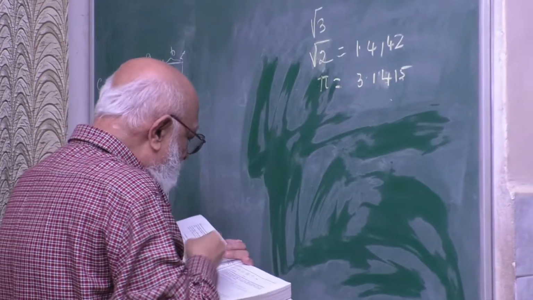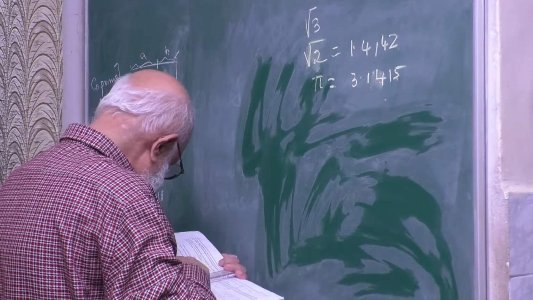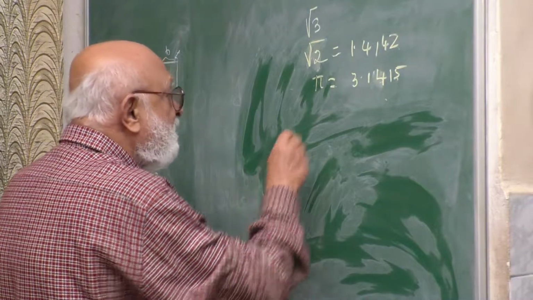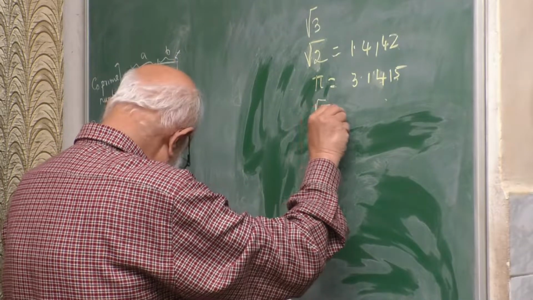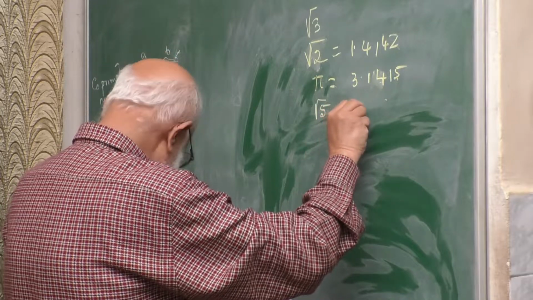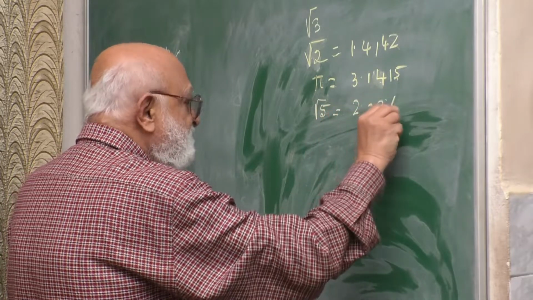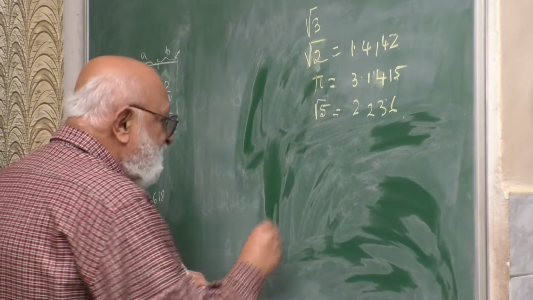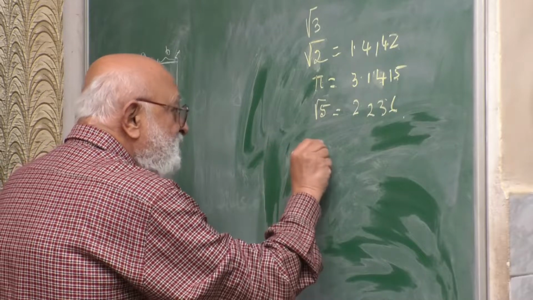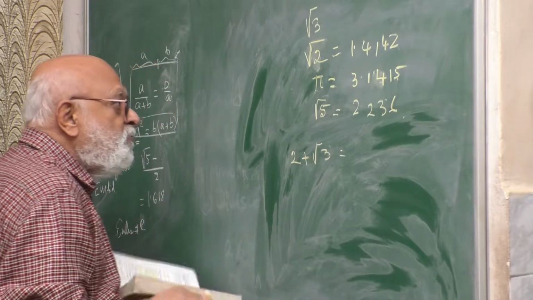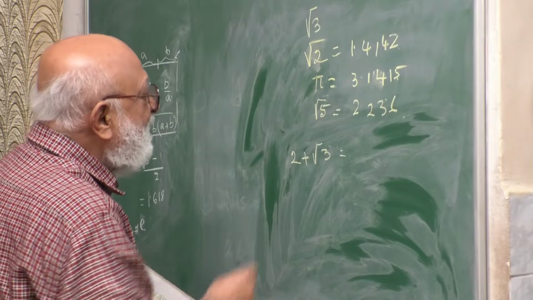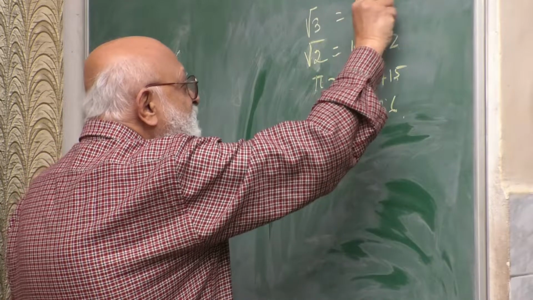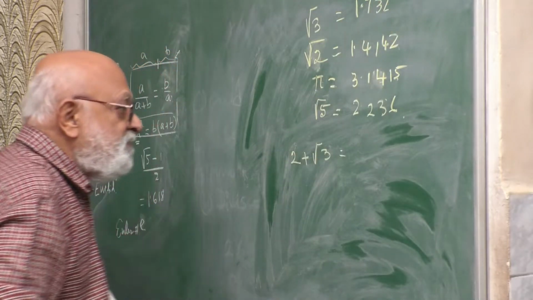Okay, what is the value of root 7? Let us pick up a value of root 5, because root 5 has been given, that is 2.236. Now, what happens when we have 2 plus root 3? If I can find the value of root 3, it would be about 1.732, like this it will be.